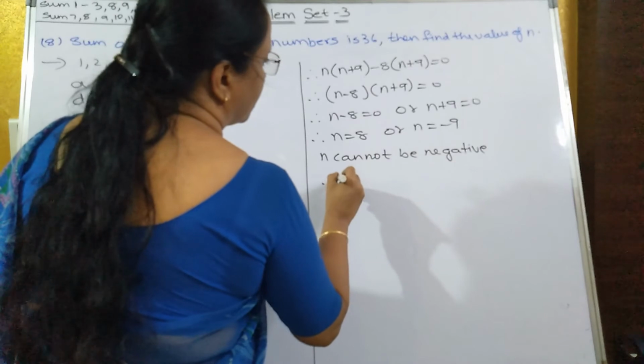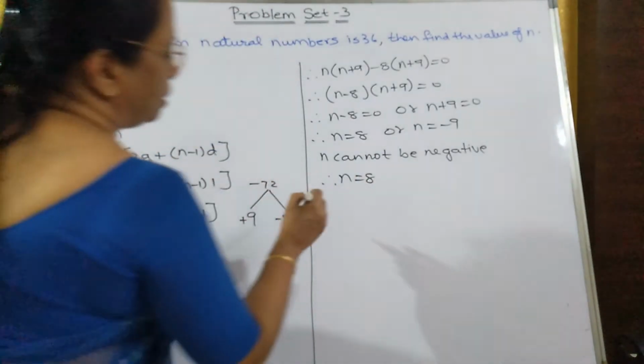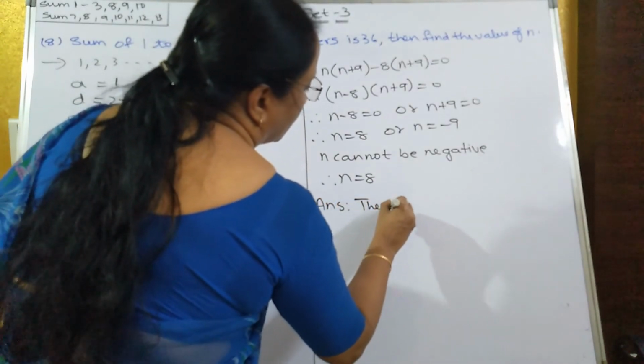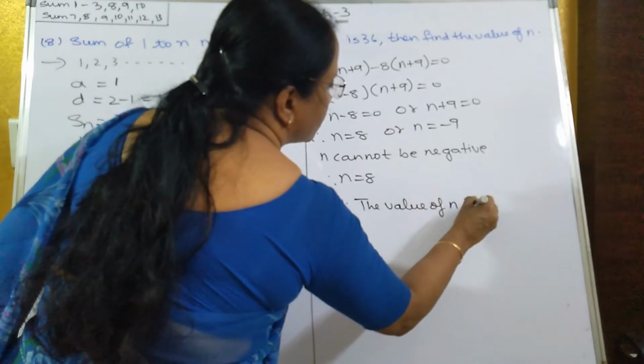Therefore n is equal to 8. So what is the value of n? The value of n is 8.